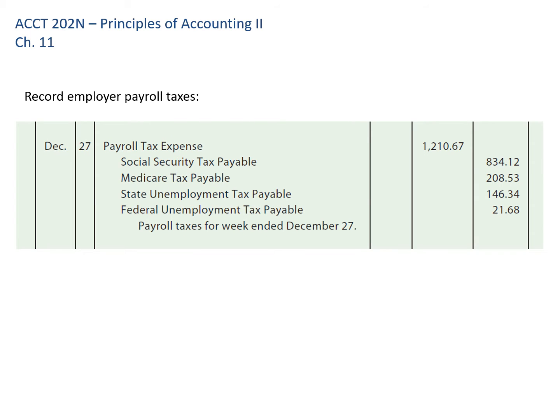Then we'll record employer payroll taxes. So the debit will be to payroll tax expense. Now this is the employer's portion of Social Security, the employer's portion of Medicare, and then the employer's responsibility for state unemployment and federal unemployment. So that will create the payables for the amounts that we're to remit to the government on a regular basis.